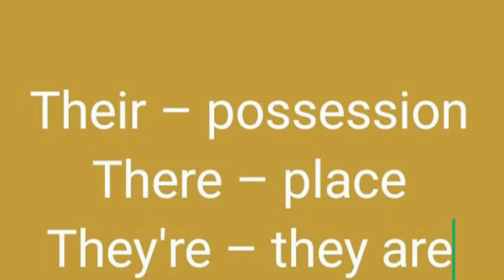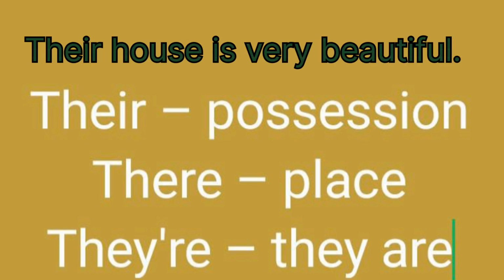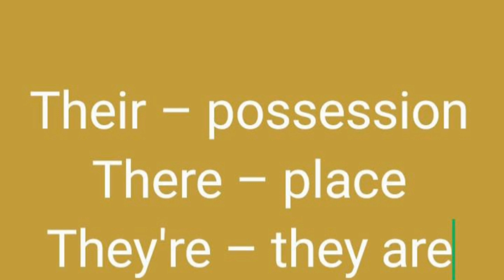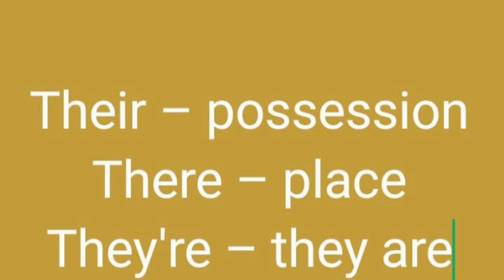The third mistake is confusing their, there, and they're. These three words sound the same, but their meanings are different. First, their shows possession. For example, their houses were beautiful. Second, there refers to a place. For example, the restaurant is over there. The third, they're, means they are. For example, they're going to the market. So whenever you write these words, always think about their meaning before choosing the right one.